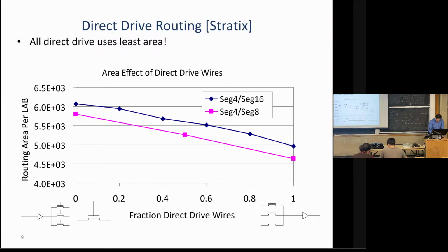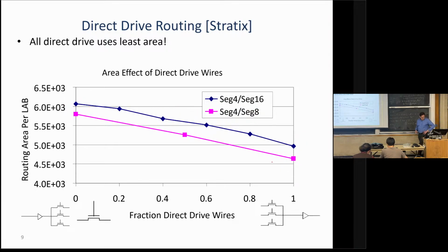Okay, so by now you know the axis. So this is the routing area. We're not including the logic block area because it's just a constant. So it's just the routing area averaged across these designs. And here's no direct drive, here's all direct drive. And again, we're doing it for our mix of length 4 and length 8, and our mix of length 4 and 16. They both show the same trend.